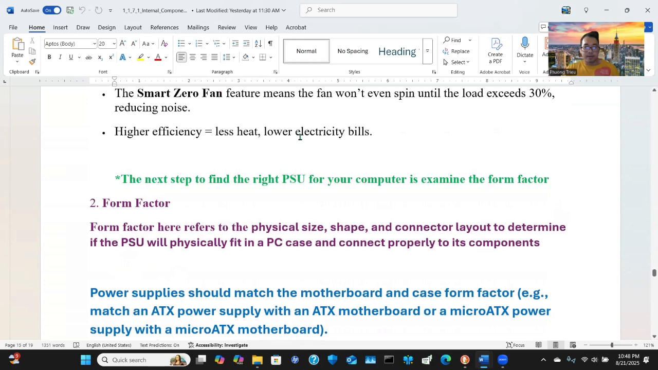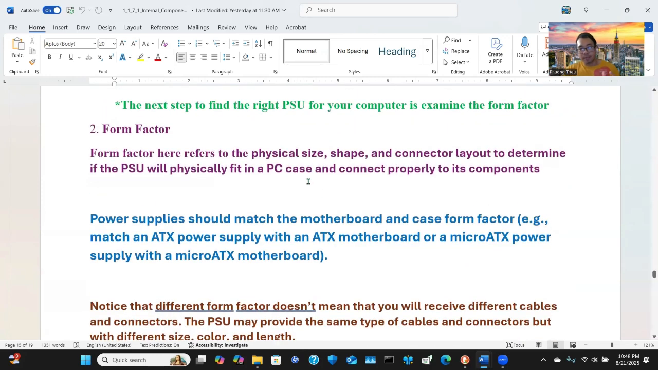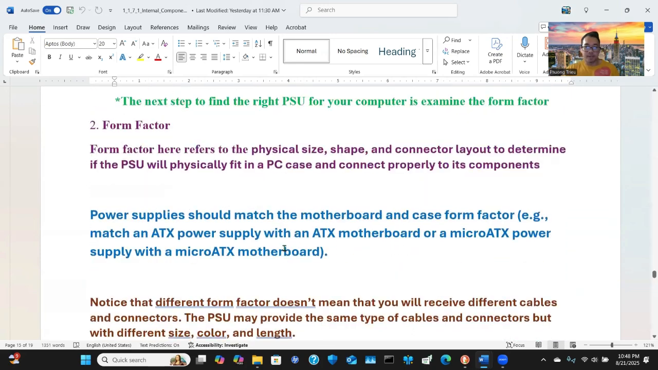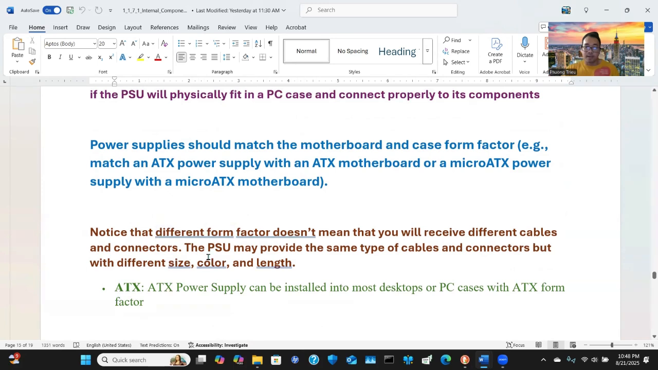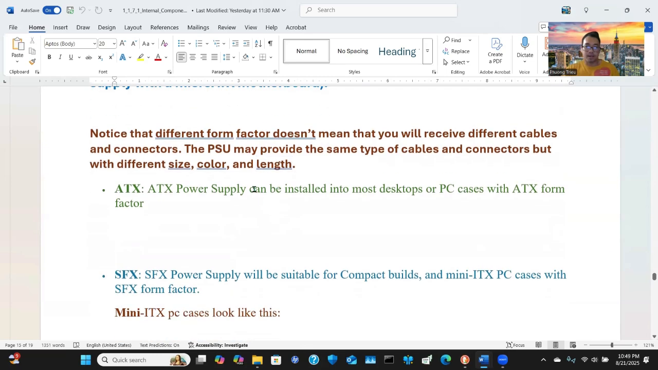Okay, the next step to find the right power supply unit for your computer is to examine the form factor. Form factor here refers to the physical size, shape, and connector layout, to determine if the power supply unit will physically fit in a PC case and connect properly to its components. So the power supply should match the motherboard and case form factor. For example, you should match an ATX power supply with an ATX motherboard, or a micro ATX power supply with a micro ATX motherboard. Notice that different form factors don't mean that you will see different cables and connectors. The power supply unit might provide the same type of cables and connectors, but with different size, color, and length.